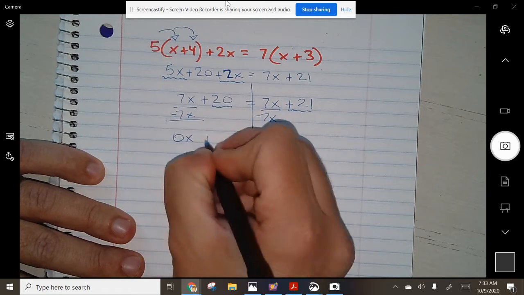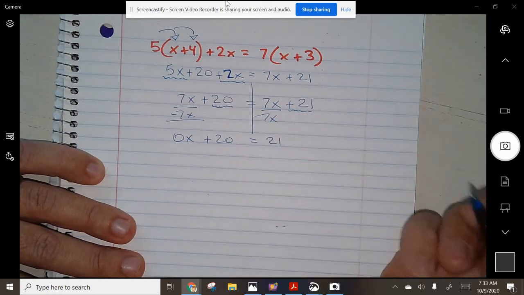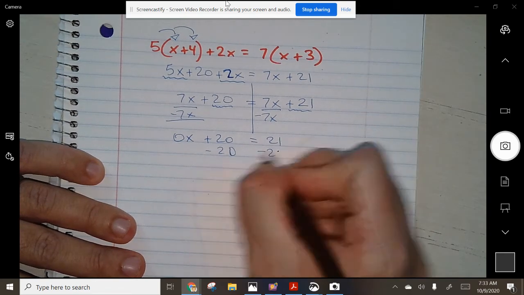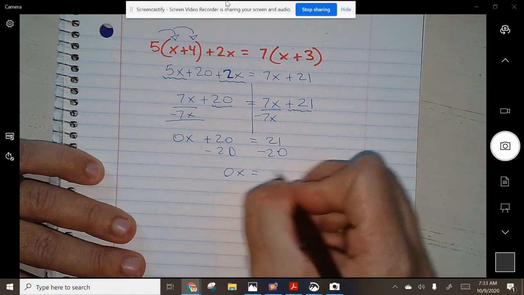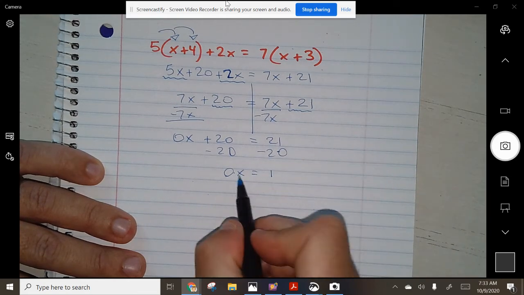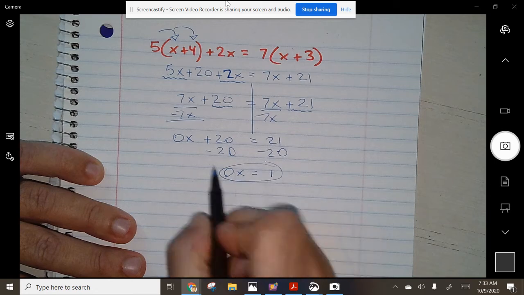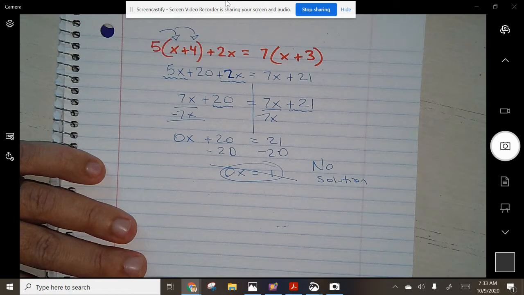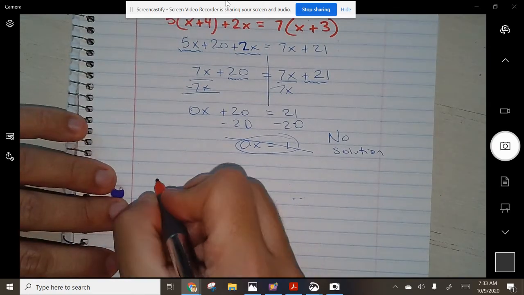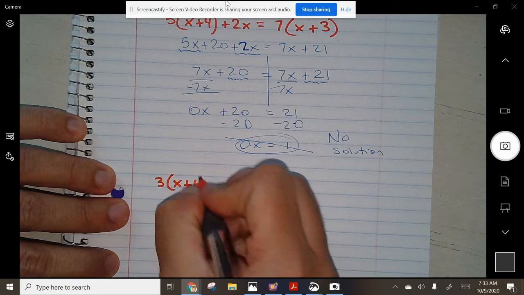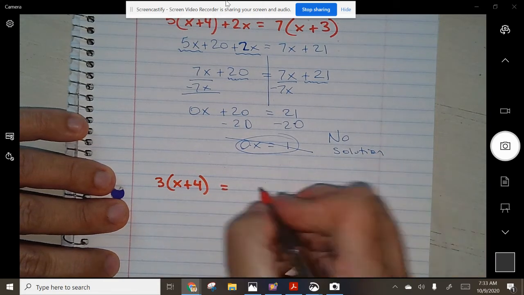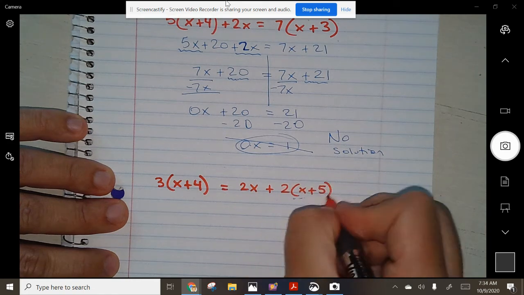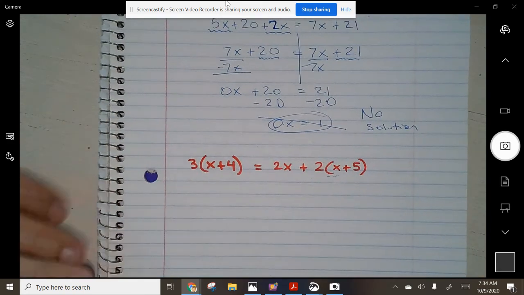I'm going to get 0x plus 20 equals 21. Subtract 21. Oops, I subtract 20. I'm going to get 0x equals 1. What times 0 is ever going to equal 1? Nothing. Never. Never going to work. All right? All right, here, let me give you another one. All right, go ahead and solve this one for me.